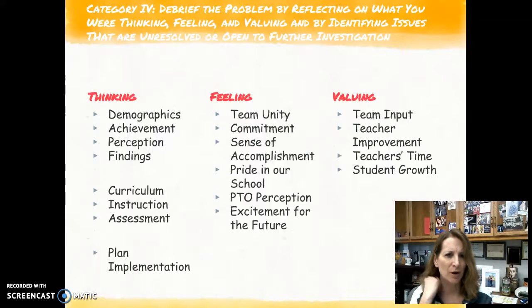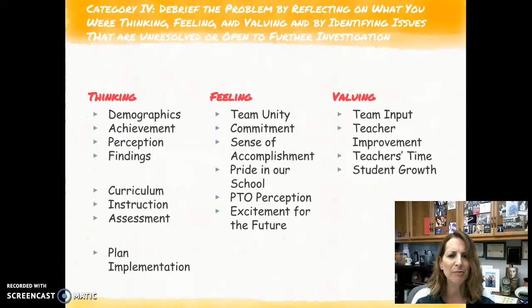In category 4, debriefing the problem by reflecting on what I was thinking, feeling, and valuing, and identifying these issues that are unresolved or open to further investigation. Through this process, I've been thinking about our demographics, our achievement, our perception, and our reading supervisor's findings. I've been doing a lot of reflecting upon our curriculum, our instruction, and our assessment. And I've been thinking about how we can go about implementing our plan.